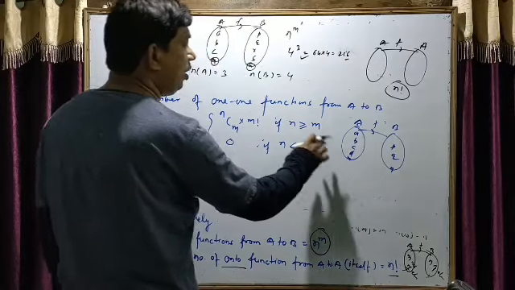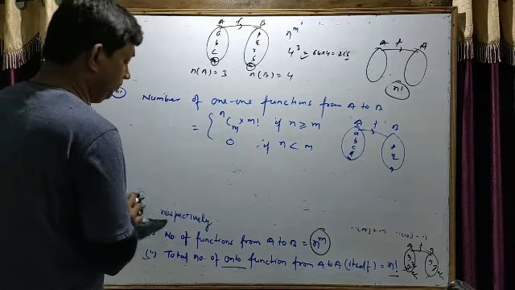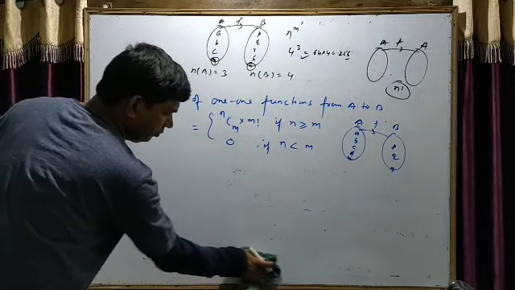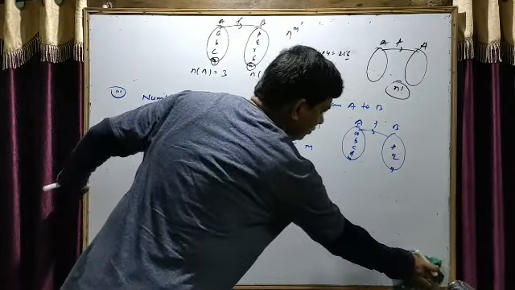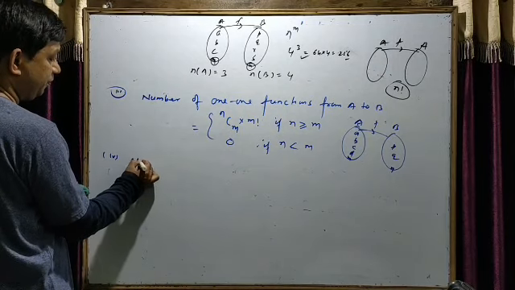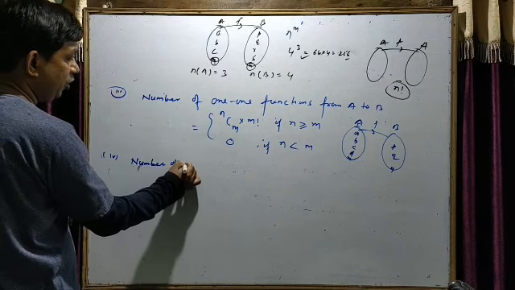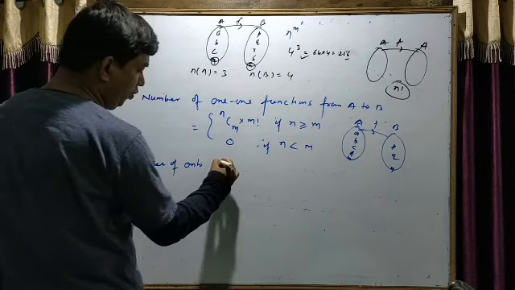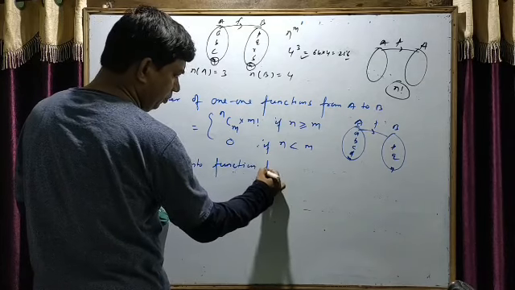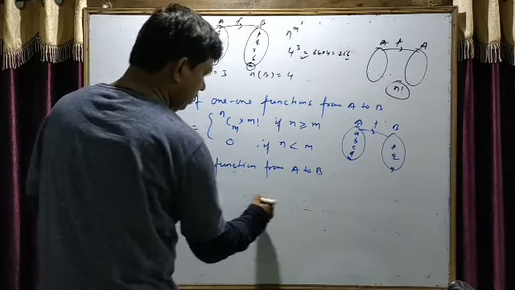But if n is equal or greater, then the answer is nCm into m factorial. Next point, number 4: number of onto functions from A to B.